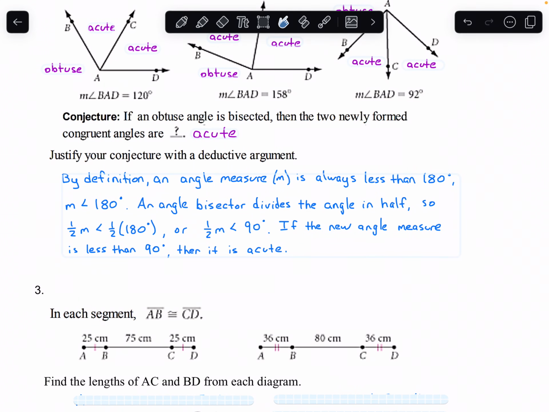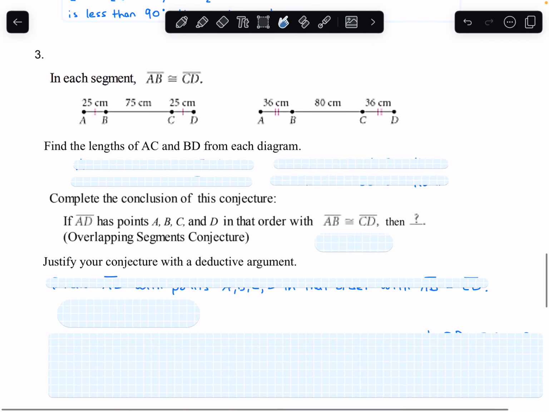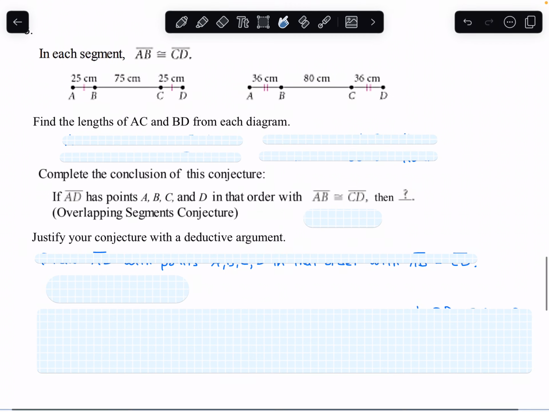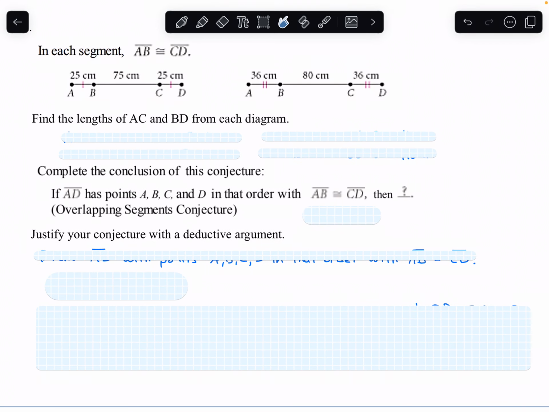All right, let's try one more. Here we have one dealing with segments and lengths of segments. This conjecture will be called the overlapping segments conjecture. Maybe that will give you a slight hint. As before, we'll start with a couple of examples, work out the lengths given, use that to come to a conjecture, and then try to justify that conjecture with a deductive argument. Go ahead and pause the video. Try this yourself.